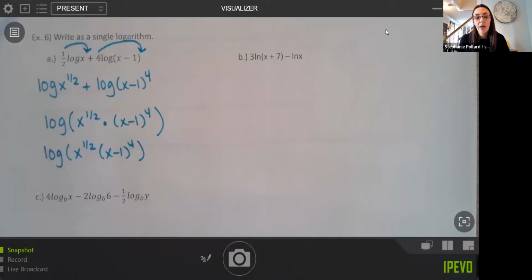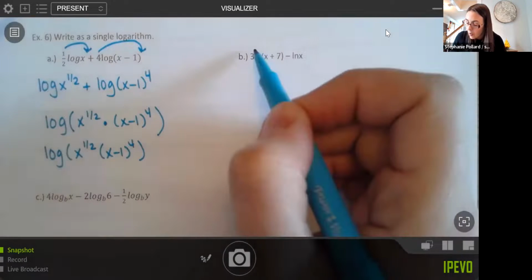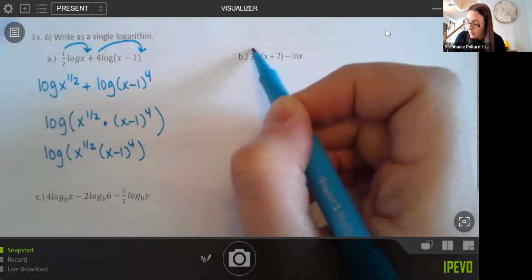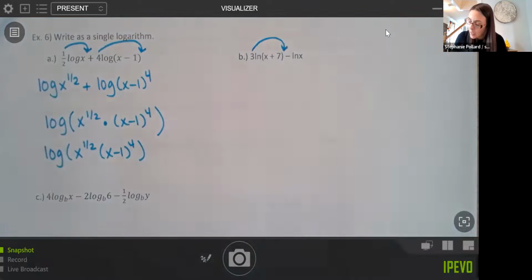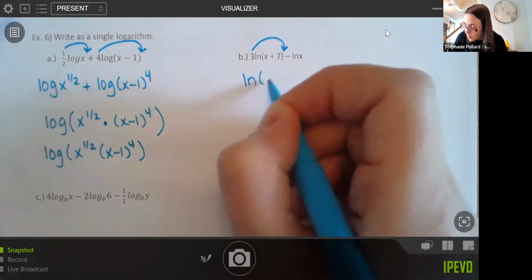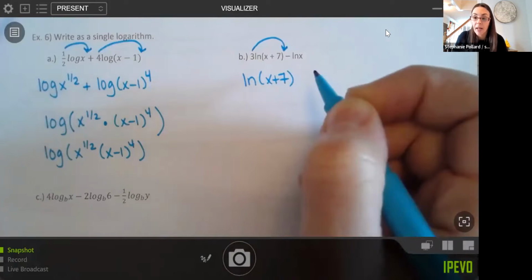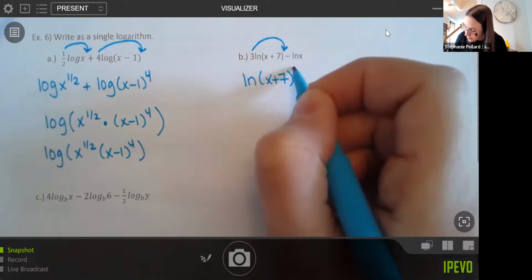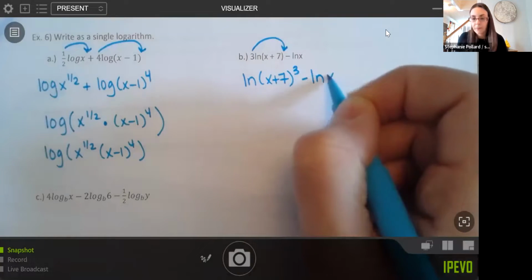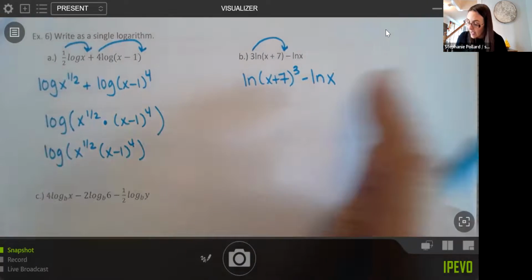Let's try the next one. So here I have the natural log function. So I have the same kind of log. They both have base e. And if I have coefficients out front, I do want to bring those back first and remake those into powers. So you do want to do that before you actually start multiplying or dividing. Now I have that subtraction here.